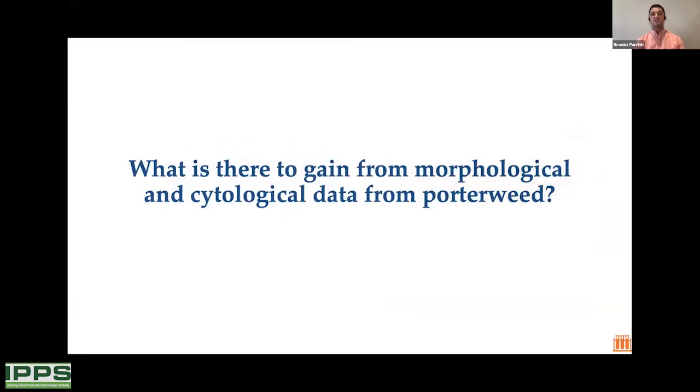So the question we set out to answer is, what is there to gain from morphological and cytological data from porterweed? We wanted to know, are there more features that could aid in porterweed identification in the wild? And can we even produce sterile triploid cultivars? And do we even have the materials possible to do so? So we got to work.